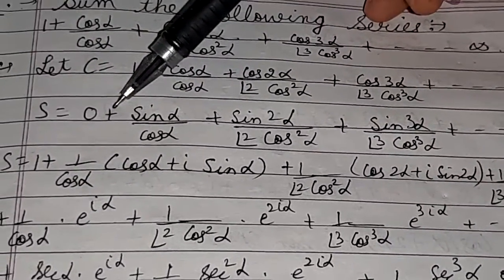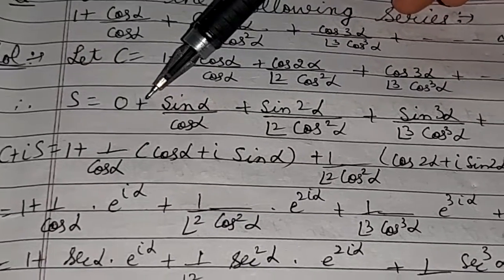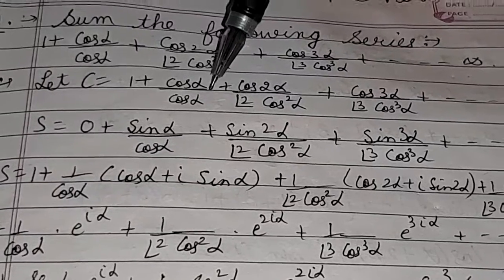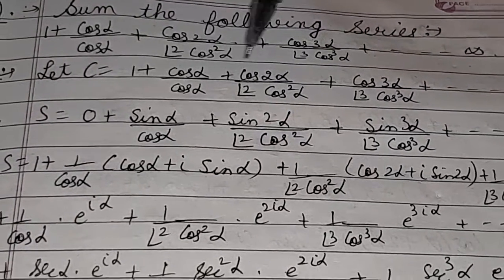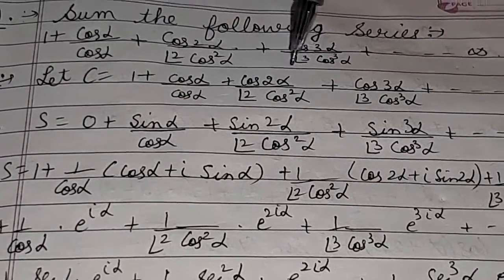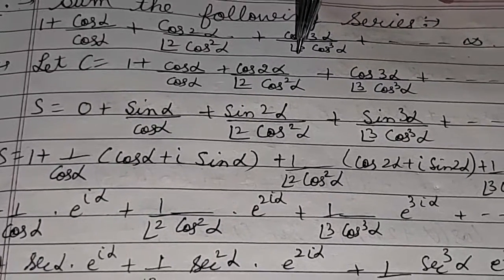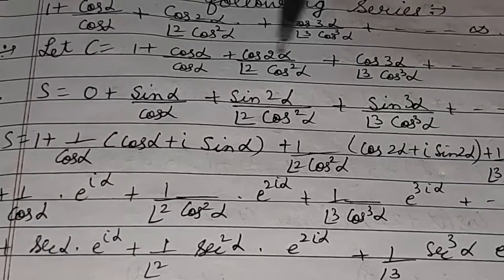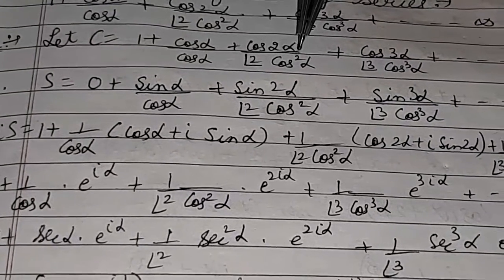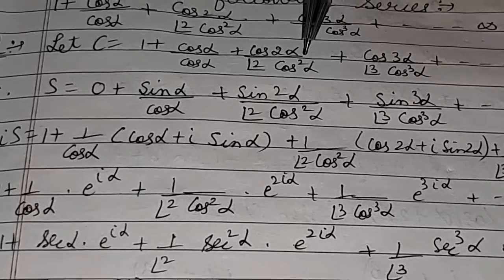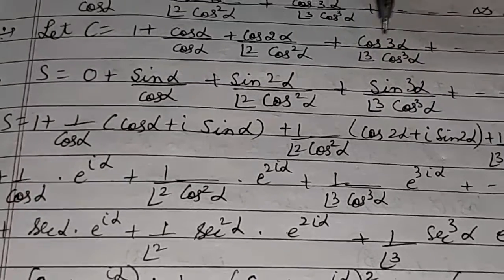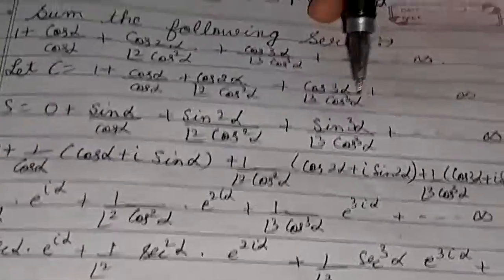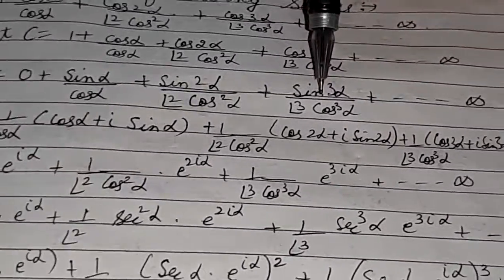So cos alpha will be changed to sin alpha and in the denominator cos alpha will remain unchanged. Again cos 2 alpha will be changed to sin 2 alpha and in the denominator 2 factorial cos square alpha remains unchanged. Again in the third term cos 3 alpha will be changed to sin 3 alpha and in the denominator 3 factorial cos cube alpha remains unchanged.